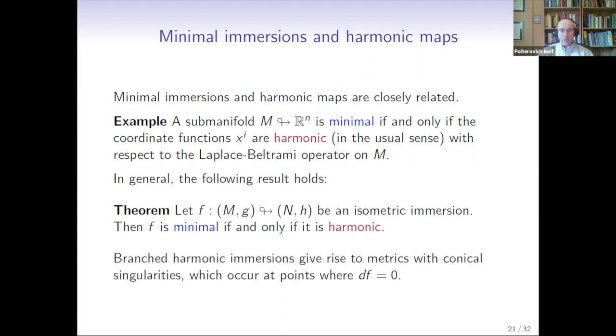And one point that I would like to emphasize: we're going to consider a somewhat more general class of immersions. We're going to consider branched harmonic immersions. So we will allow the harmonic map to have zeros of the differential, and these are the points that in our setting will produce conical singularities.